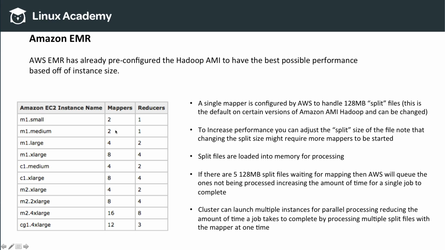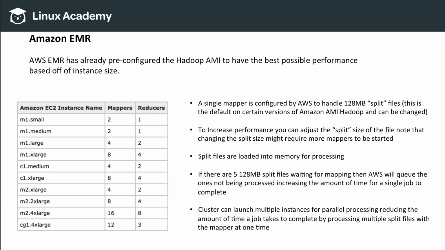It might have more memory, so the amount of data that we can load into each mapper is higher, right? So that's how instance size affects our EMR cluster. So a single mapper is configured by AWS to handle, pre-configured depending on the Hadoop AMI, either 128 megabyte or 64 megabyte split files. This is default in certain versions depending on which AMI you launch within the AWS cluster.